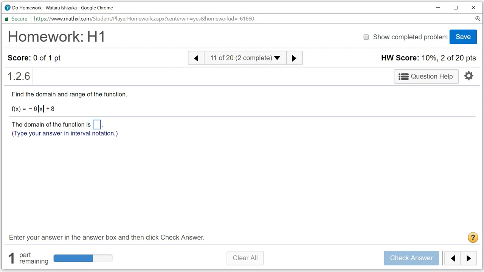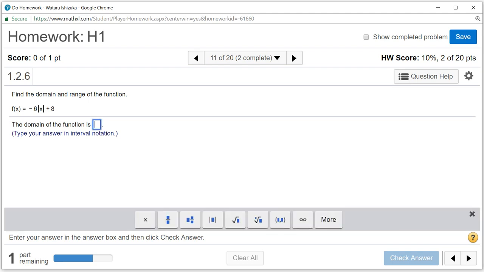Alright, let's look at homework 1, problem number 11. We want to find the domain and the range of the following function: f of x is equal to -6 absolute value of x plus 8. The domain of the function is actually pretty simple since absolute value does not put any restriction on the x value. So the domain is going to be all real numbers.